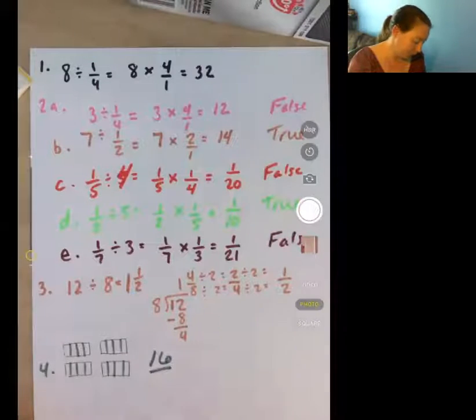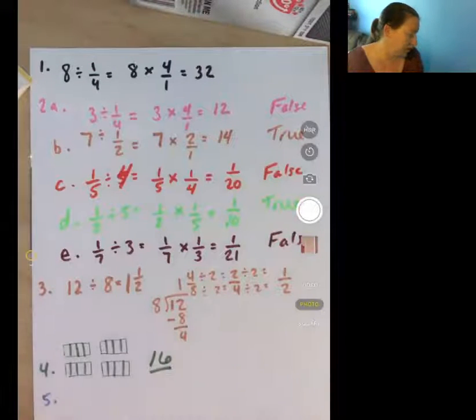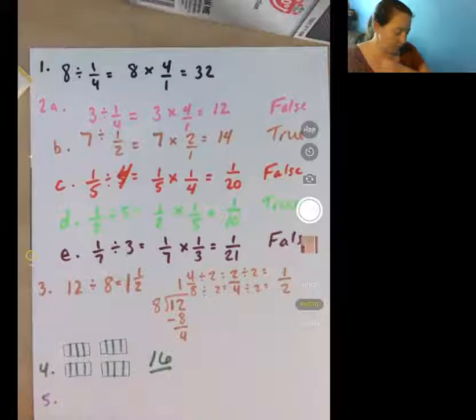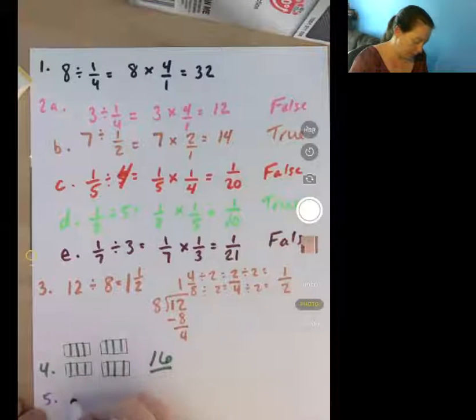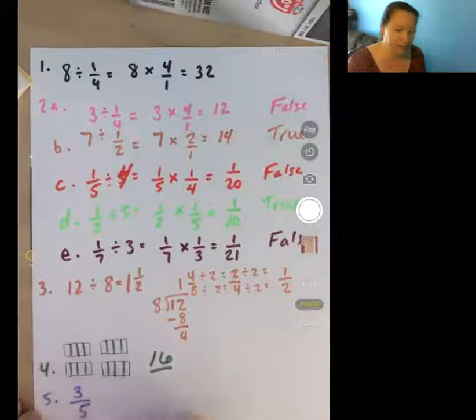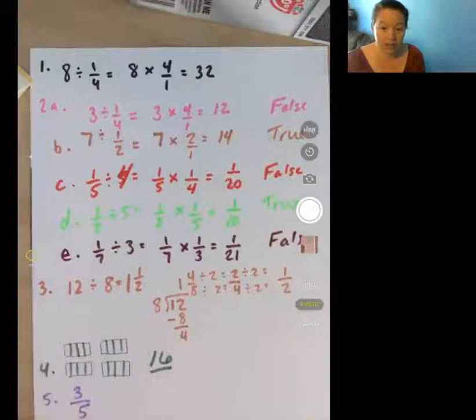Number 5. 5 friends share 3 bags of trail mix equally. What is the fraction of a bag of trail mix does each friend get? Okay, so 3 things of trail mix among 5 people. So each gets 3/5 of a bag.